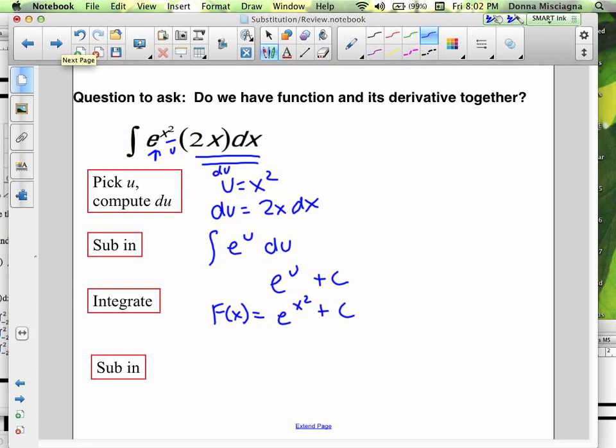And if we take its derivative, e to the x squared would be e to the x squared times the derivative of x squared, which is 2x. And that's exactly what we have there. All right, on to the next one.